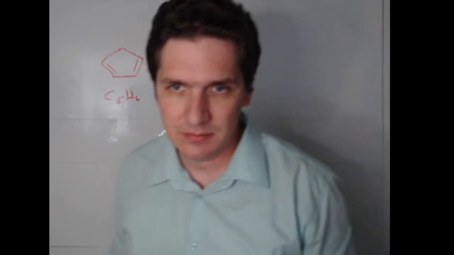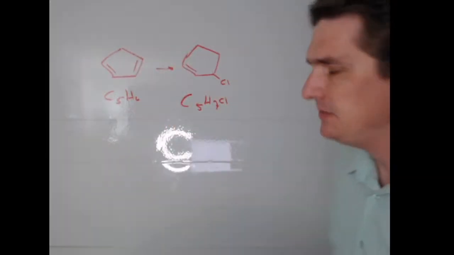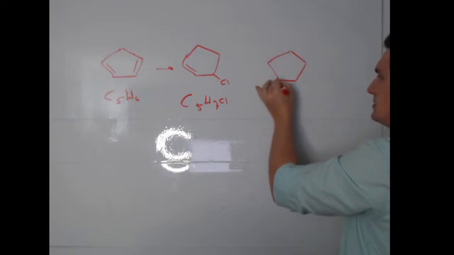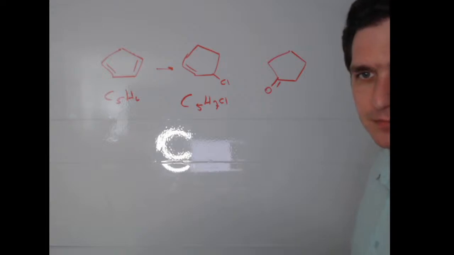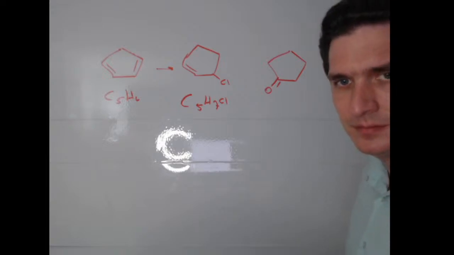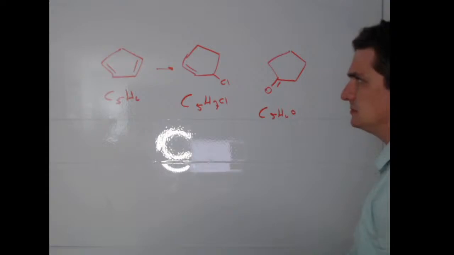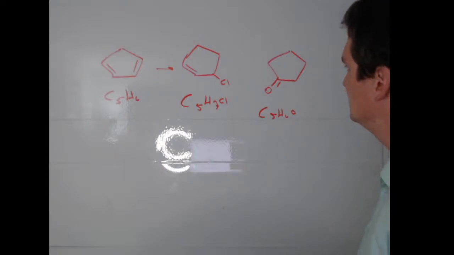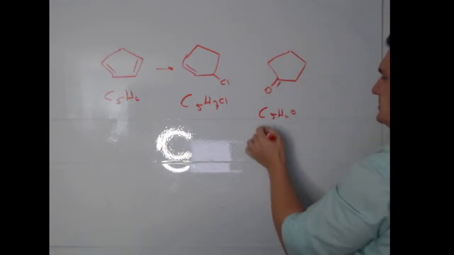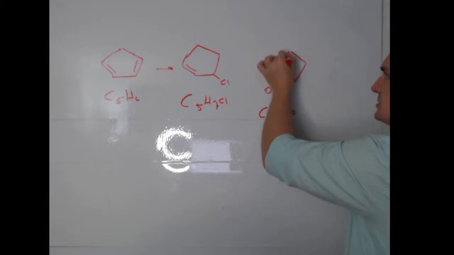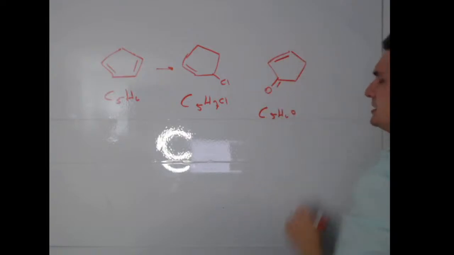What are you doing? Because definitely the last step is chromic acid. So C5H6. Let's work backwards. So C5H6O. 1, 2, 3, 4, 5. So there's my 5. There's my oxygen. I have 6 carbons, 6 hydrogens. So that's my final compound.